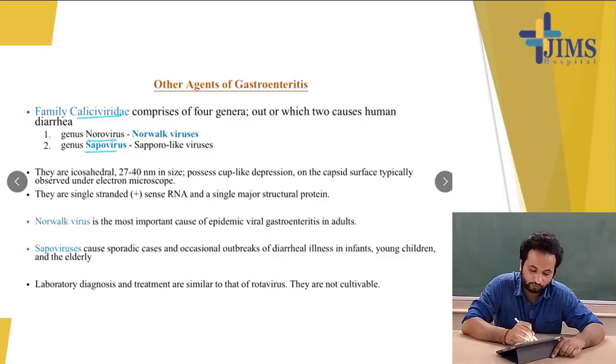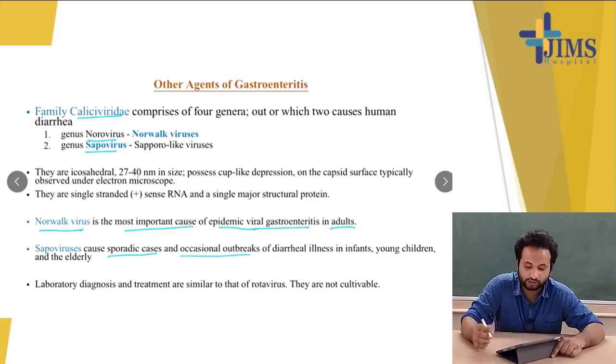Now Norovirus is the most important cause of epidemic viral gastroenteritis in adults, and Sapovirus causes sporadic cases and occasional outbreaks of diarrheal illness in infants, young children and elderly. They don't cause it in adults. Lab diagnosis and treatment are similar to that of rotavirus. The only thing is here they are not cultivable.